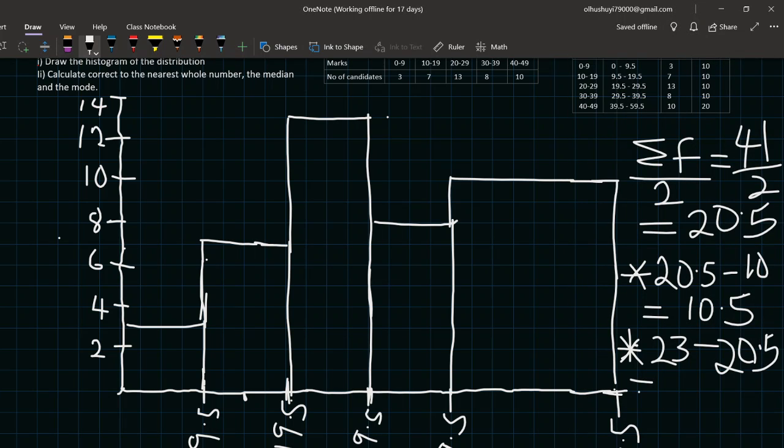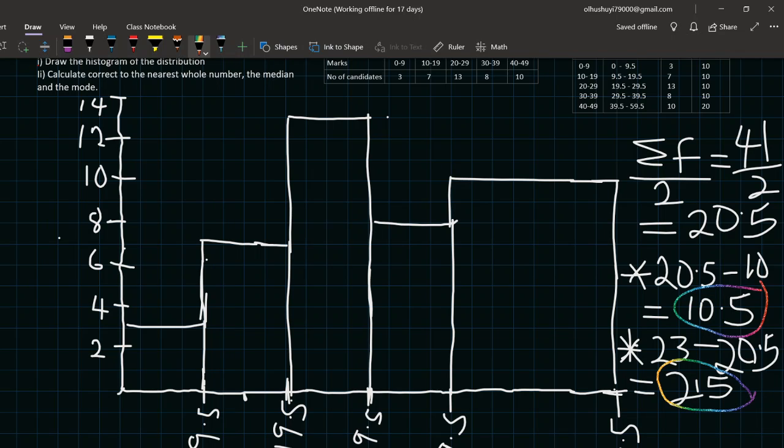So what do we have? That should give us 2.5. That is equal to 2.5. So this is what you are doing. This 10.5 and 2.5, let me indicate with something a bit sharp. So you have this 10.5 and this 2.5. We need both of them.